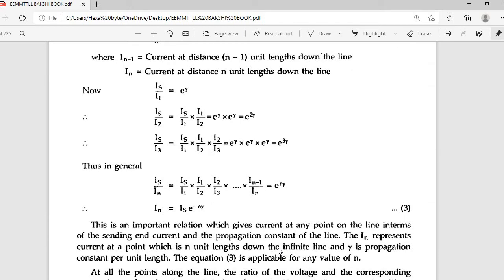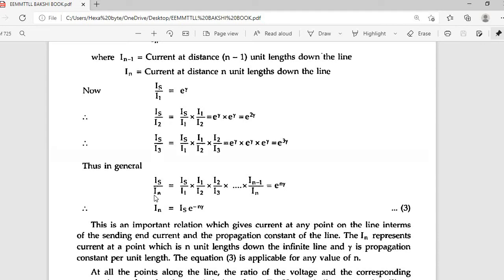So for that, finally, in general, Is by In is equals to Is by I1 into I1 by I2 into I2 by I3 into so and so In minus 1 by In is equals to e power n gamma, up to n gamma. So In is equals to, from this equation what we write, In comes to here, Is is here, Is by e power, e power x becomes e power minus x.